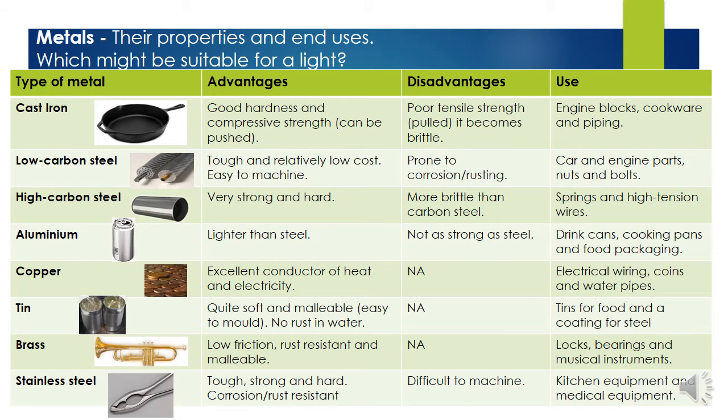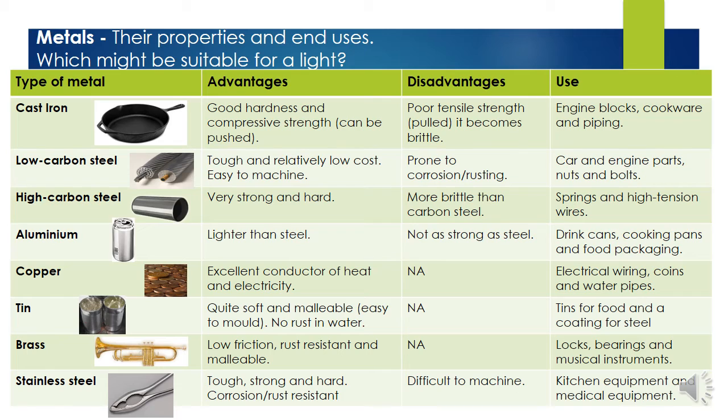Here are some metals that you might like to think about. These aren't all the metals that we have to learn about in DT. There are many others, but these are just some that I thought you might have seen before, might recognise, but also might link in nicely with a light project. So for instance, good conductor of electricity is copper. You can see that there, commonly used in electrical wiring.